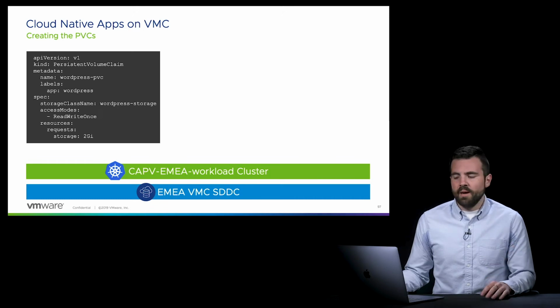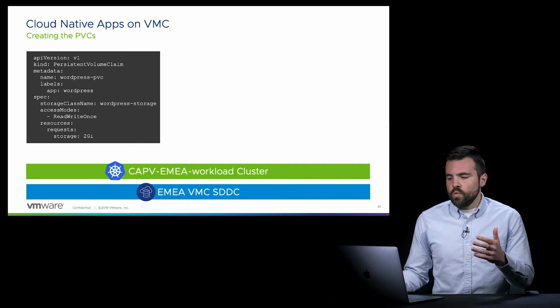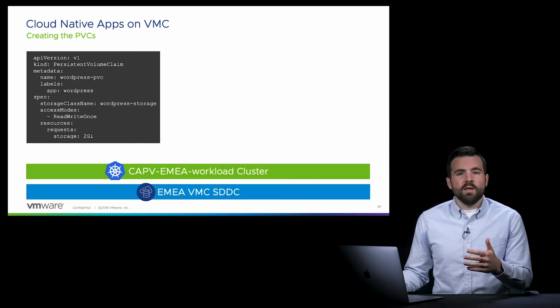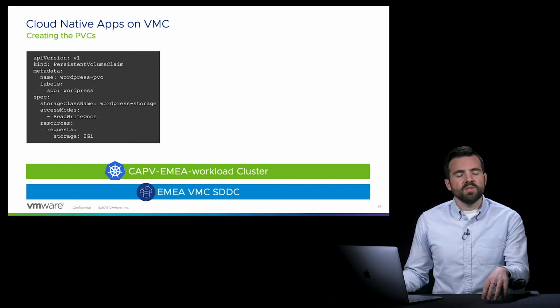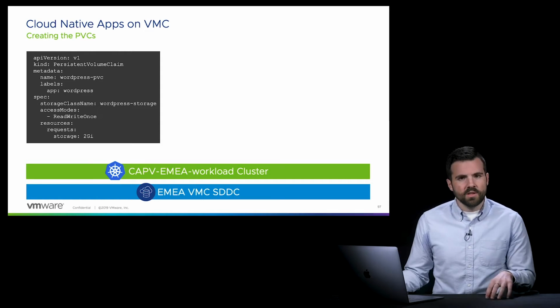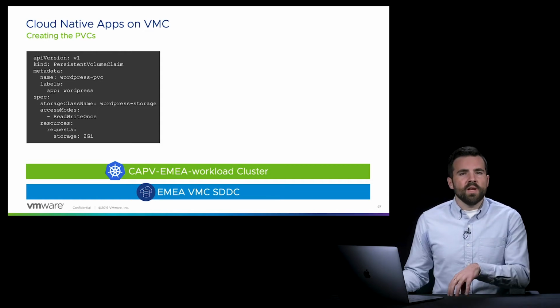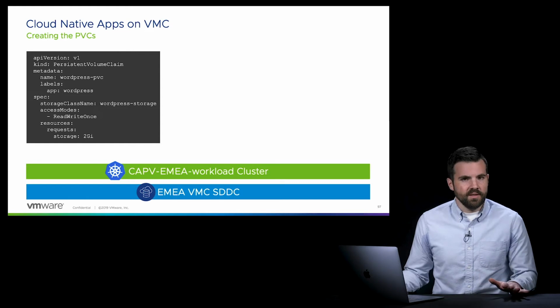This process is automated. So let's take a look at the YAML file for a persistent volume claim. We're going to define a storage class that was created for us by our admin. Our admin created a storage policy in VMC and then a storage class that's linked to that storage policy. So anytime a persistent volume claim is created from that storage class, a VMDK is created in a datastore that is within compliance for that storage policy in vCenter.